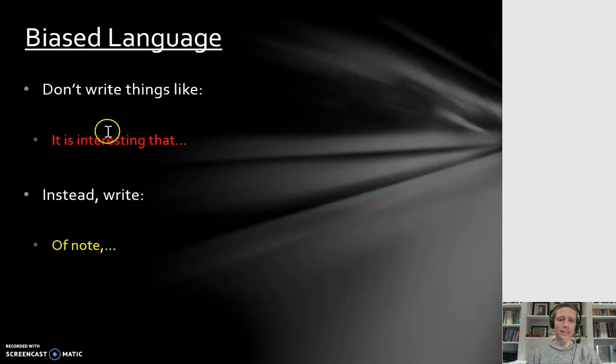Don't write things that are biased, such as it was interesting that. When you report on a specific study, you can say something like of note, but try to remove biased language.